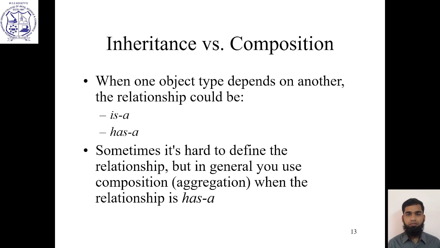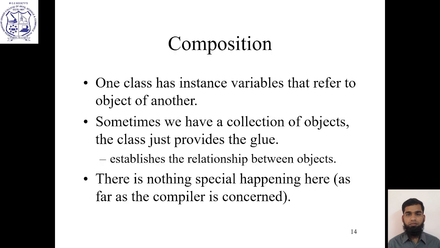Inheritance versus composition. When one object type depends on another, the relationship could be "is a" or "has a." Sometimes it's hard to define the relationship, but in general, you use composition or aggregation when the relation is "has a." What is composition? One class has an instance variable that refers to an object of another.